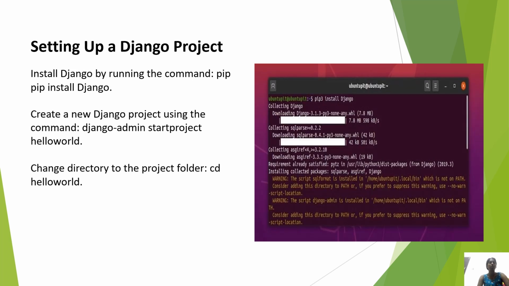Let us set up a Django project. Install Django by running the command pip install django. Create a new Django project using the command django-admin startproject helloworld. Change directory to the project folder with cd helloworld, as shown in the figure.